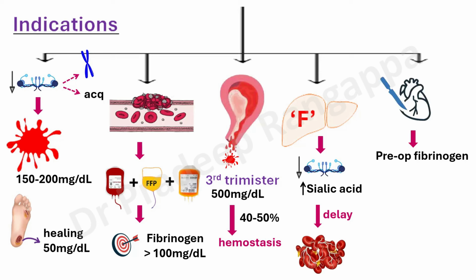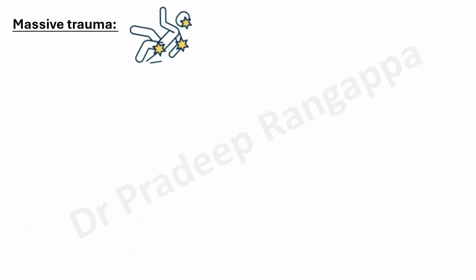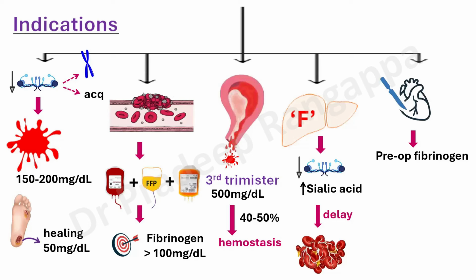And the fifth condition is post cardiac surgery, where if pre-op fibrinogen is low, they can have increased bleeding, and there are studies done to see if optimization of the pre-op fibrinogen helps in mitigating the hemorrhage in the post cardiac surgical setting.